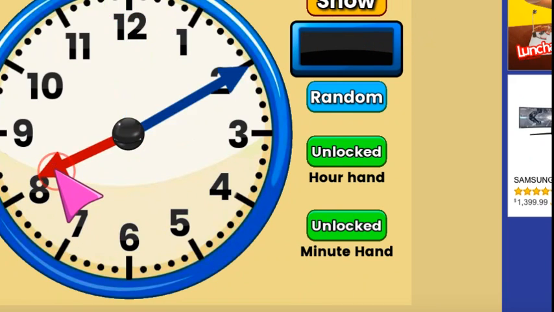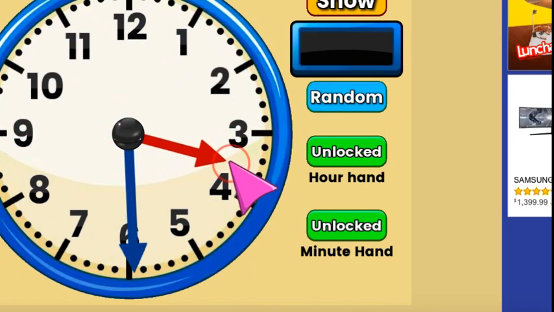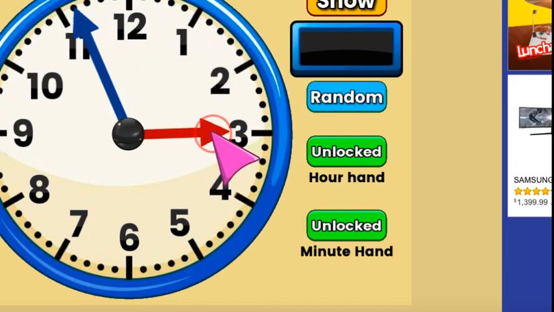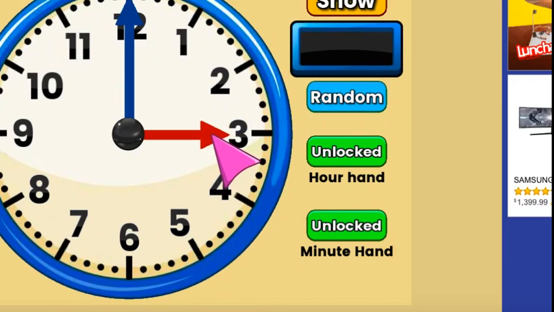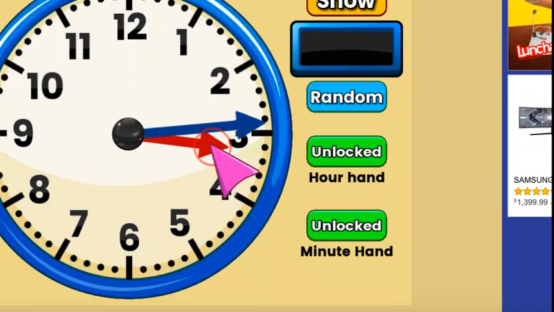Let's try another one. I'm going to trick you this time. What time is this clock showing? Really think in your brain, pay close attention to that hour hand. What hour are we in? We are in the 3 o'clock hour because if we go back in time, we're going backwards now. It was just 3 o'clock. And then that minute hand is going to go around and around and around. Remember, the minute hand goes by a lot faster.